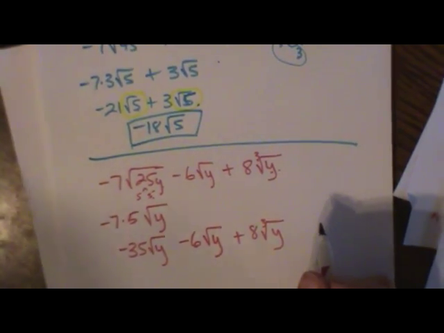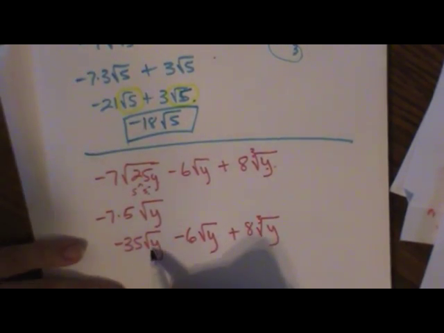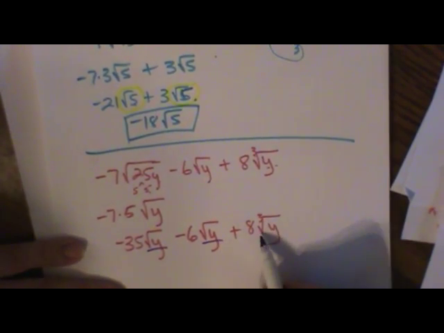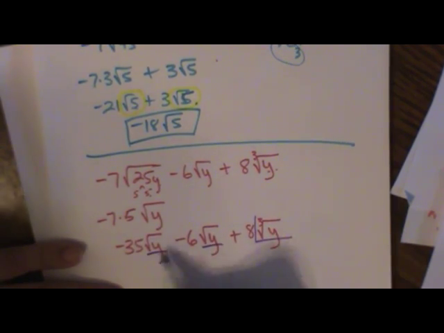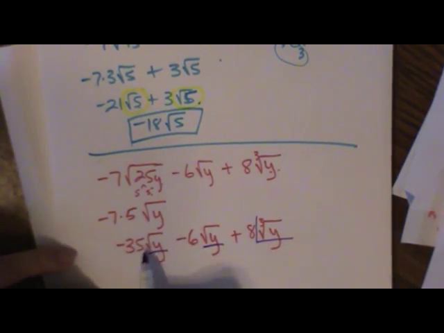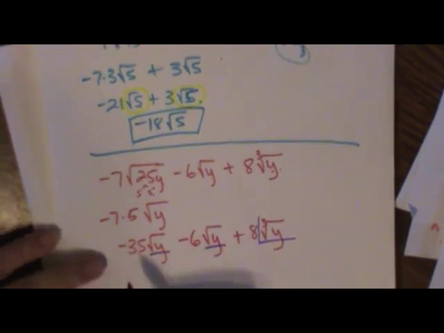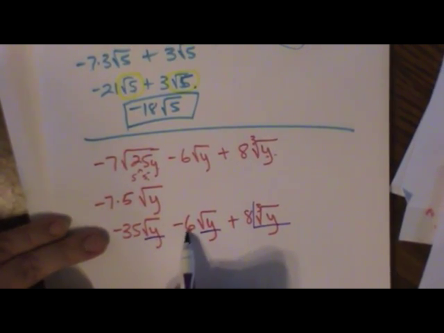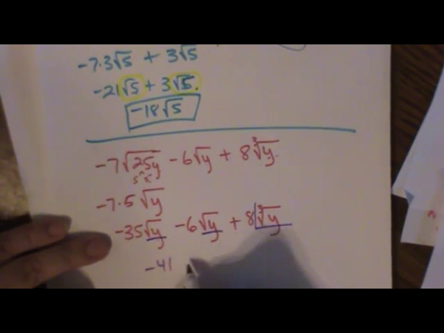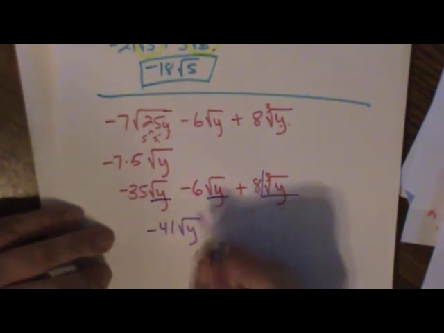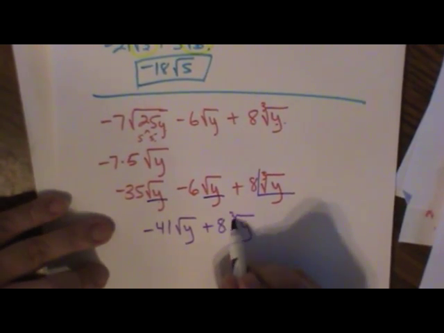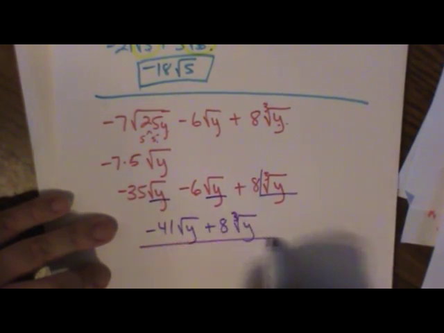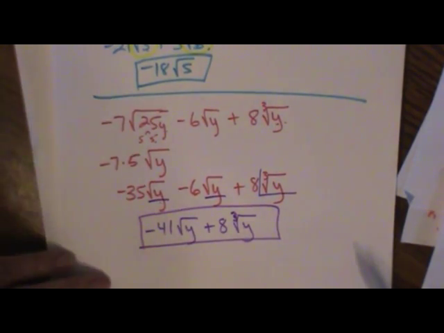Now we're looking for like terms. We have square root of y, and we have the cube root of y. These two are the same, but this one is not. So we can add these two together, but this one is not the same, so we can't add it. So -35 minus 6 is -41, and our square root of y tags along, and then we have 8 cube root of y. Since they're not the same, you can't add them together, and that's as far as we can go.